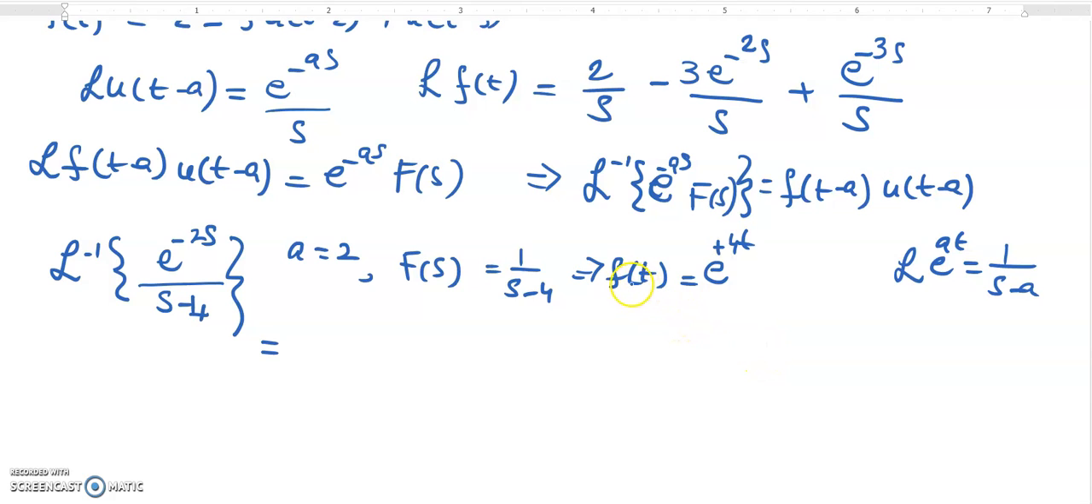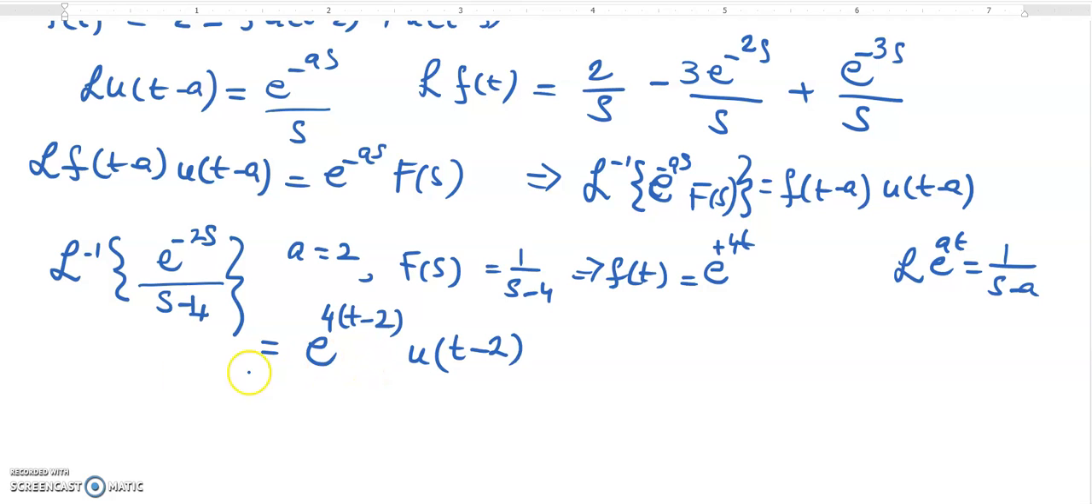So this will be f of t, but in our answer we need f of t minus a, not f of t. So t will be replaced with t minus a in this. It was e power 4t, and t will be replaced with t minus 2, so it will be e power 4 times (t minus 2). That is f of t minus a, times u of t minus a, so u of t minus 2. So this will be the Laplace inverse of this function.